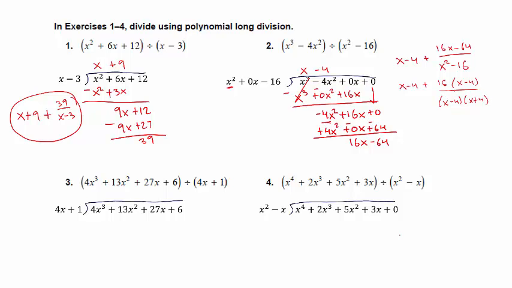So if you notice, you have x minus 4 both in the numerator and denominator. So we want to go ahead and cross-reduce those. And we're left with x minus 4 plus 16 over x plus 4.